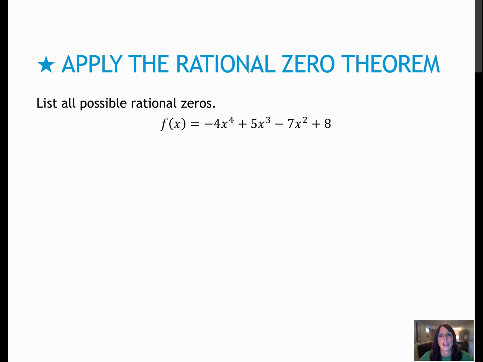For this question, I would like you to find all of the possible rational zeros on your own and then press play to check your work. Remember, right now we're not actually plugging them back in, we're just listing. So go ahead and do that and then press play.